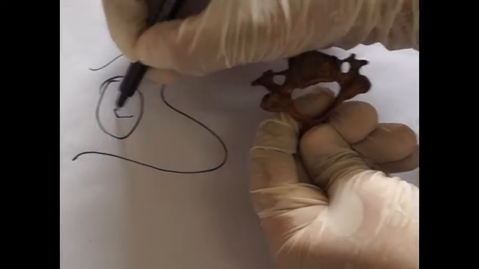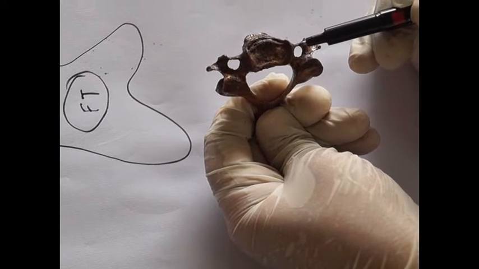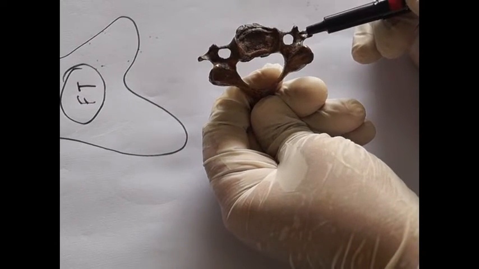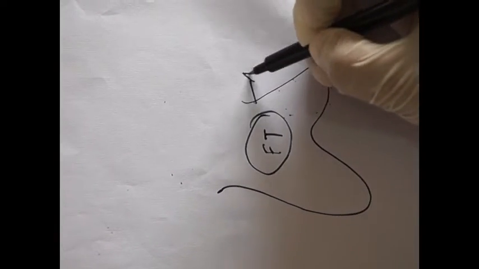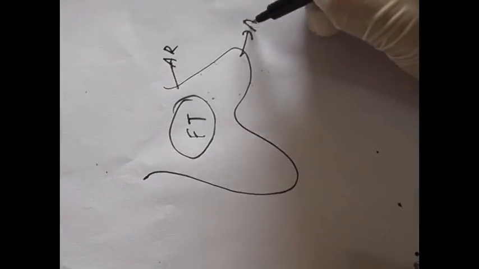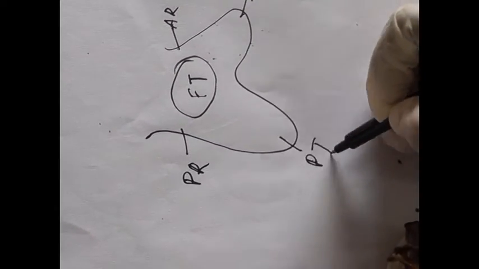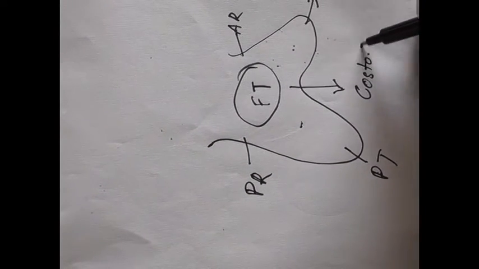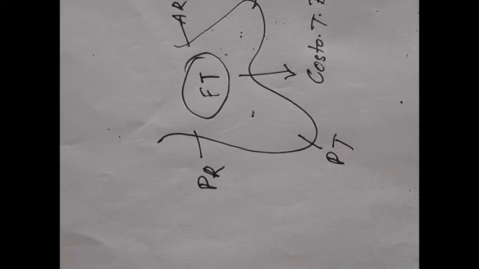So here is the foramen transversarium, and the transverse process is divided into the anterior root, and the projection is called the anterior tubercle, then the costo-transverse bar, posterior root, posterior tubercle. So it has the anterior root, this projection is called the anterior tubercle, and posteriorly the posterior root and posterior tubercle. The connection between these two, this part, is called the costo-transverse bar.